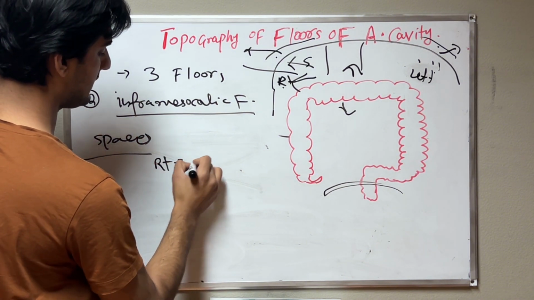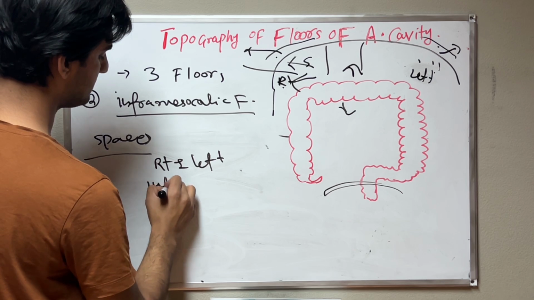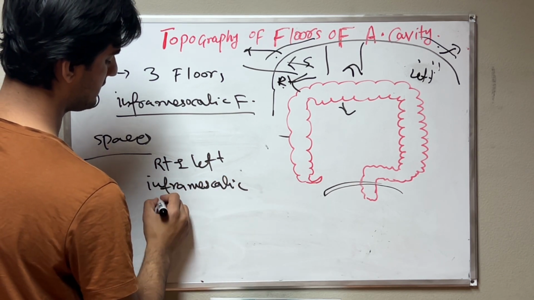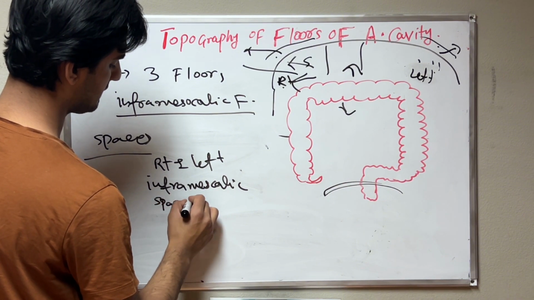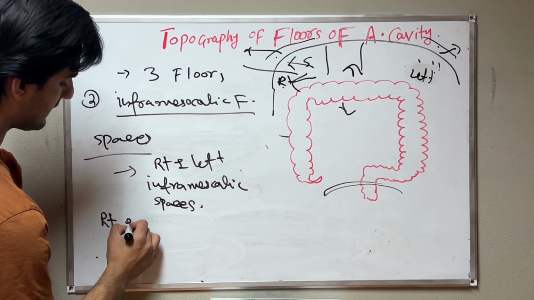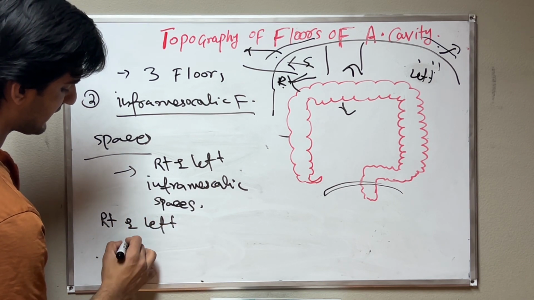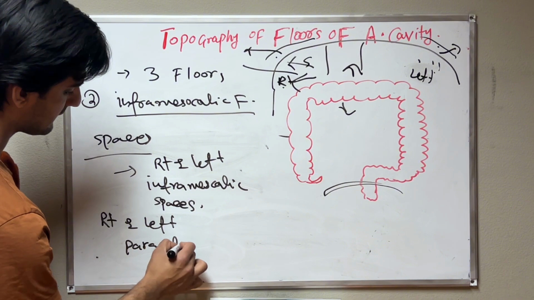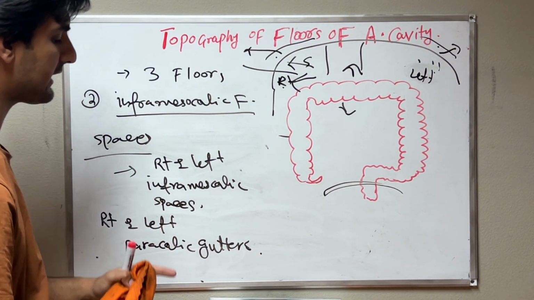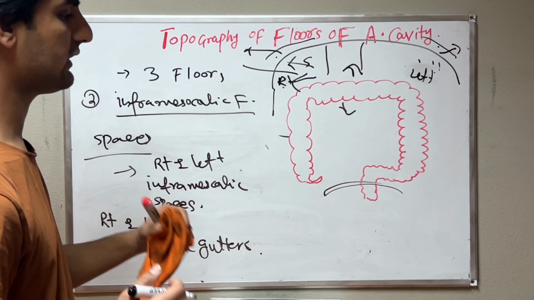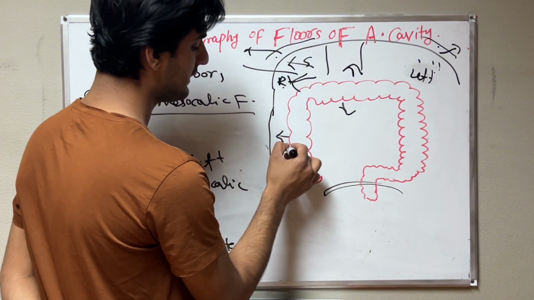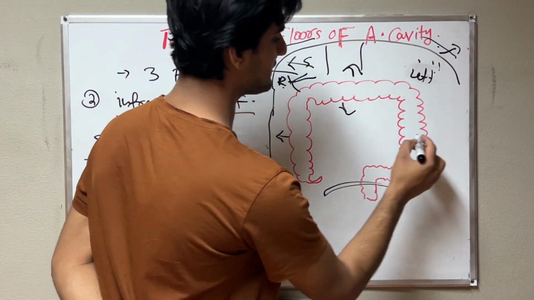right and left inframesocolic spaces. Okay, then we have right and left paracolic gutters. Now I will show where the gutter is and where the spaces of the inframesocolic floor are. Here is the abdomen. Here you also have a space between the abdominal wall and the large intestine, and here also.